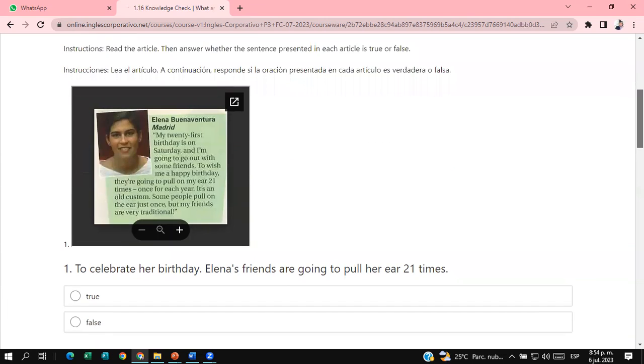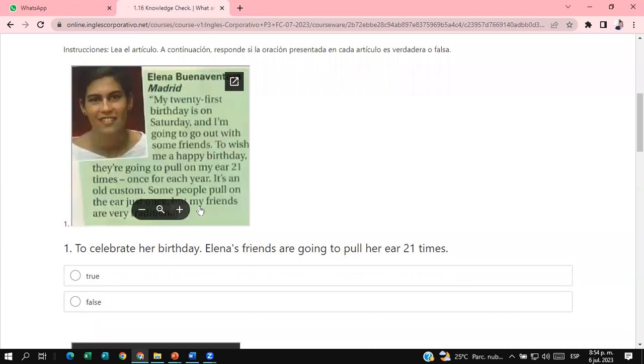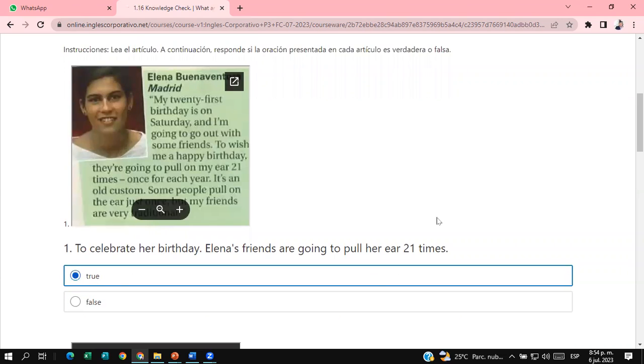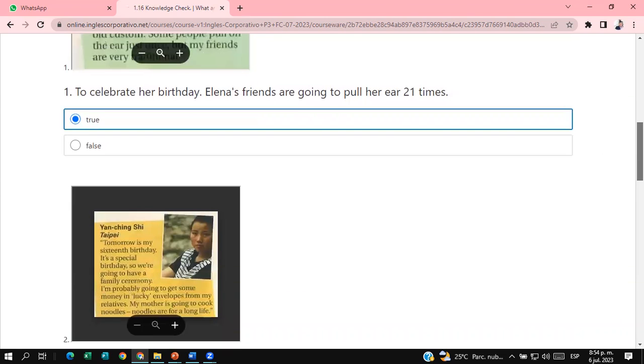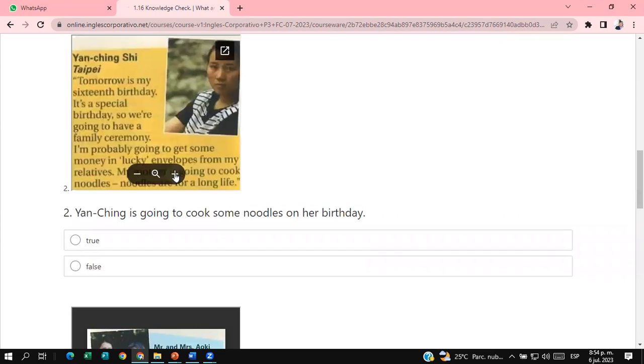Okay, to celebrate her birthday, Elena's friends are going to pull her ear 20 times. It's true. Gabriel, read it. Jiang Qing is going to cook some noodles on her birthday. Is false.